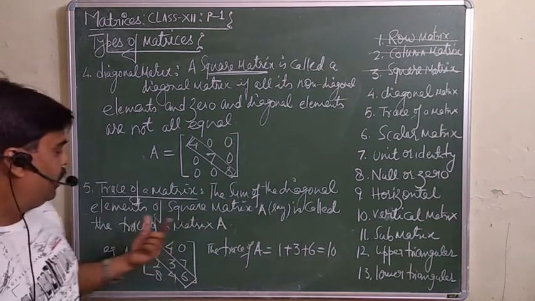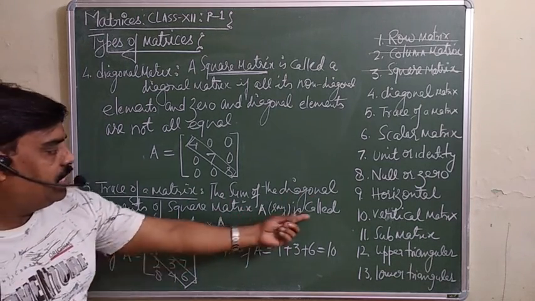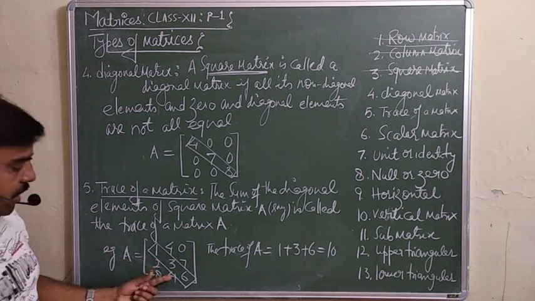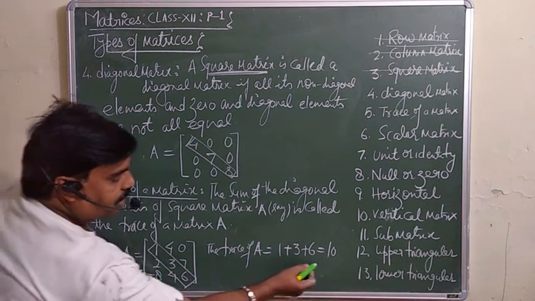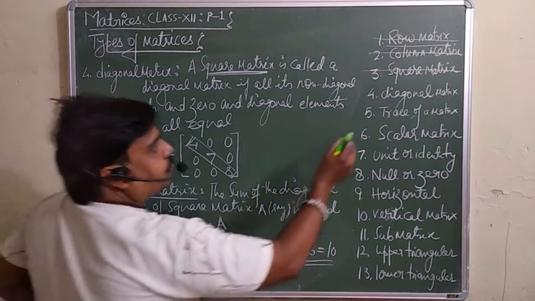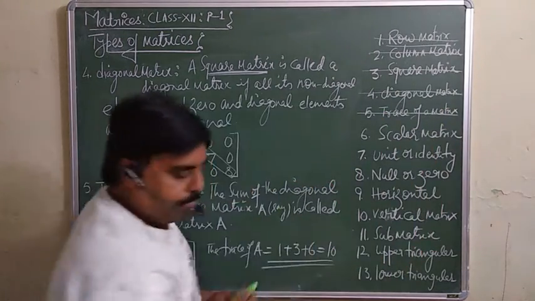So the sum of the diagonal elements of a square matrix A is called the trace of the matrix A. So you just sum them, and you will get the trace of the matrix. Now next we will discuss the scalar matrix.